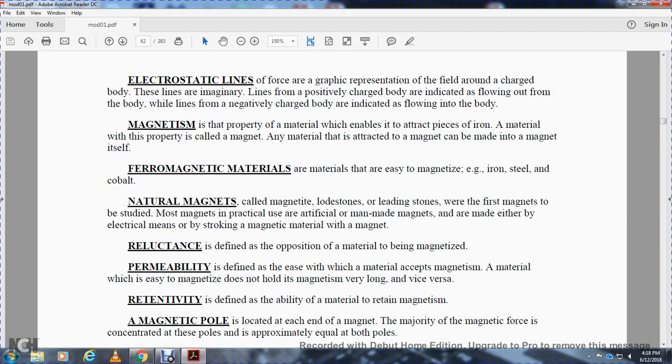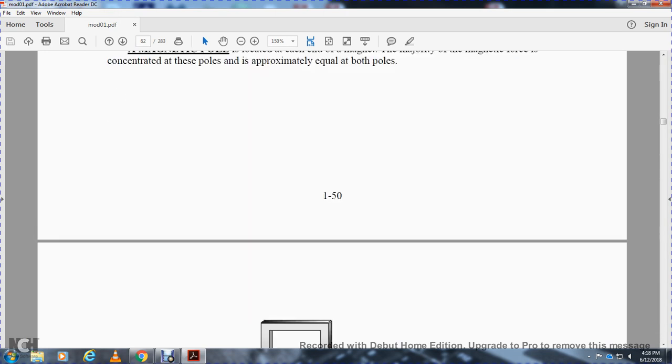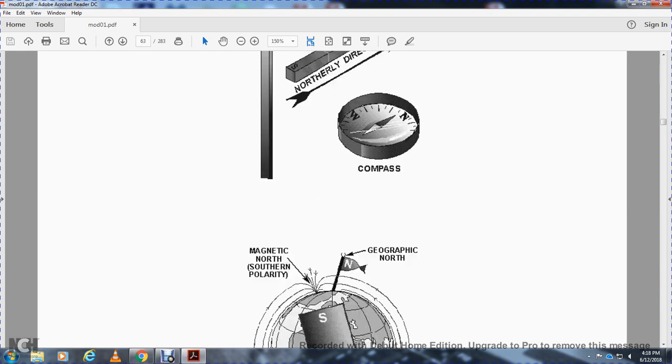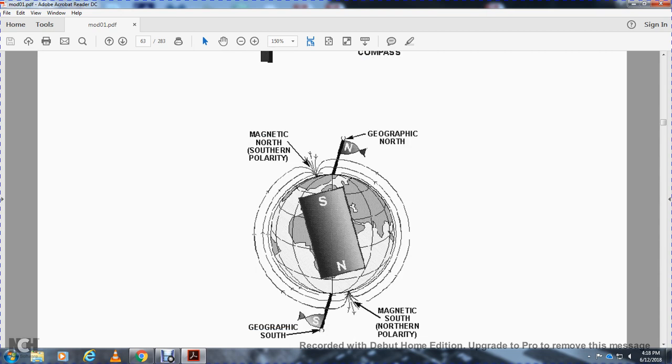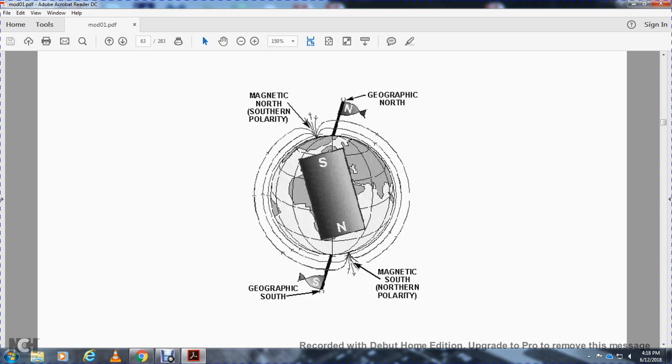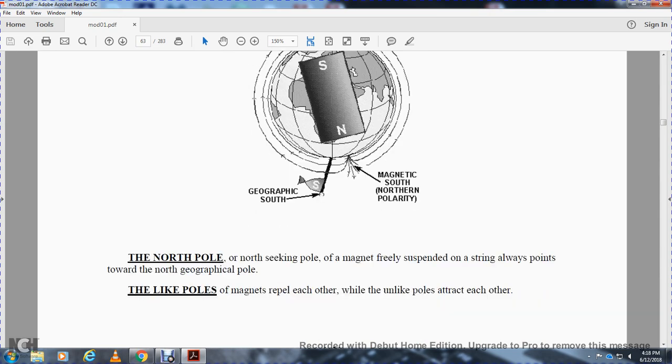Magnetic poles are located at each end of the magnet, where the majority of the magnetic force is concentrated. They are approximately equal in strength. The north direction of a compass is the magnetic north polarity, while the geographic North Pole and geographic South Pole are opposite. The north pole of a north-seeking magnet freely suspended by a string always points toward the geographic North Pole.